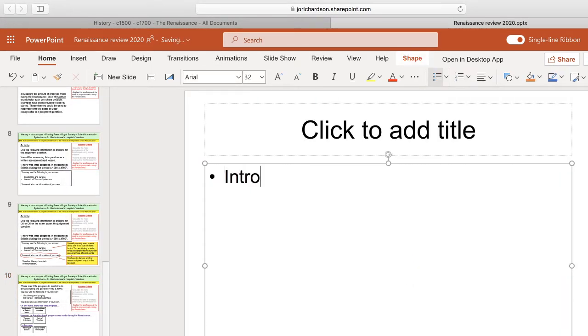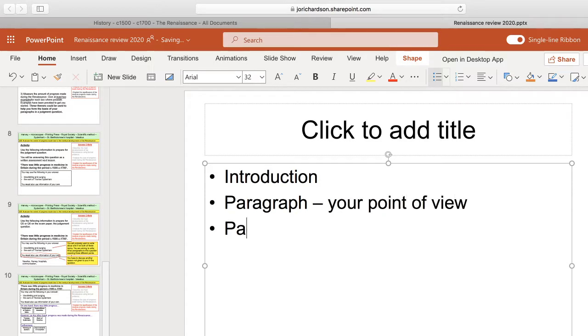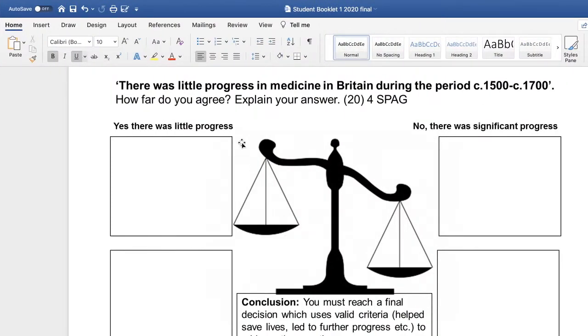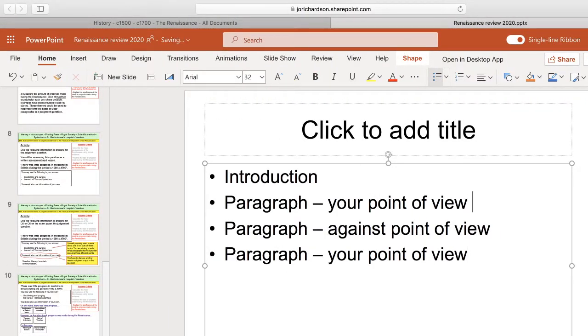an introduction, a paragraph with your point of view, a paragraph with your against point of view, another paragraph with your point of view, so whether you agree or disagree. So if I said I'm 70%, that means I disagree personally. I think there was a lot of progress. So I might be disagree, agree, disagree. And then a conclusion. Now, conclusion, if you don't obviously have the time to do it, then don't do it.